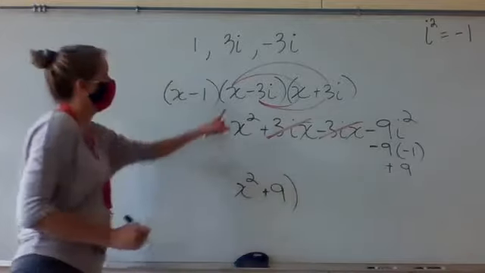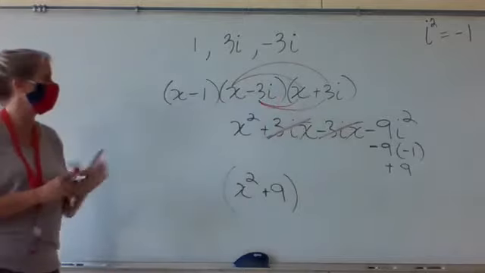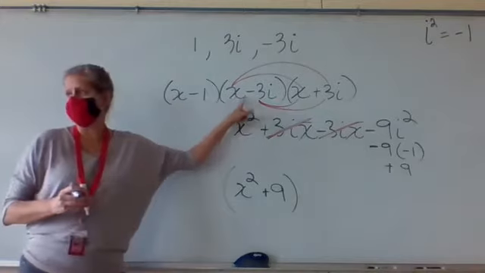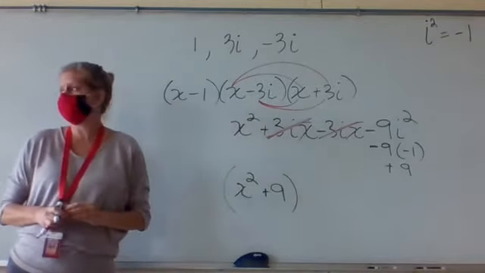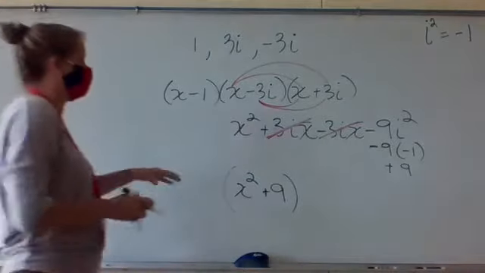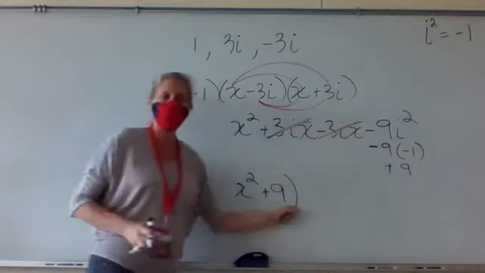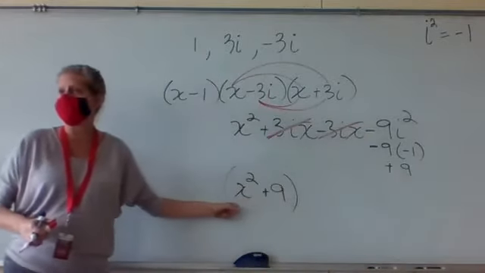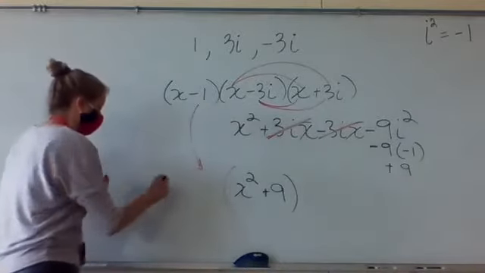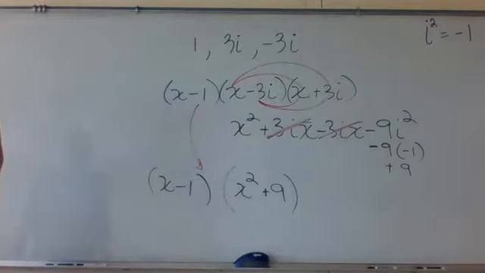So that's why you want to multiply these two parentheses first. You definitely do not want to multiply this parenthesis times this one. That leaves you with a mess. Multiply your i parentheses together first because your i's will cancel, your i squared turns into a plain number, and then I have a much prettier parenthesis left. Now, I still have this x minus 1 that I have to drop down and FOIL this.